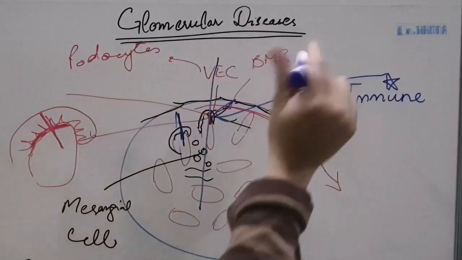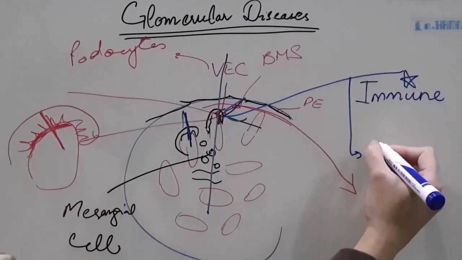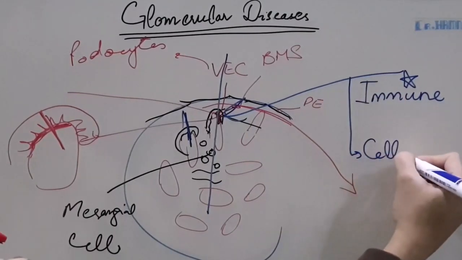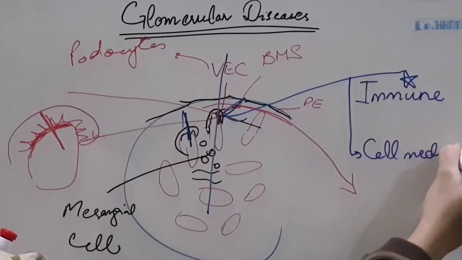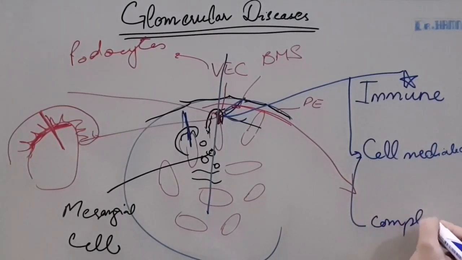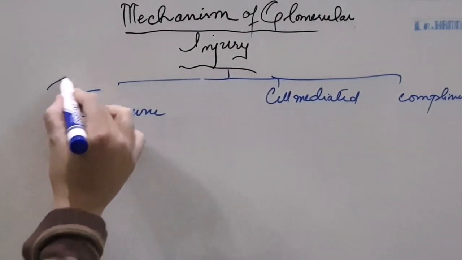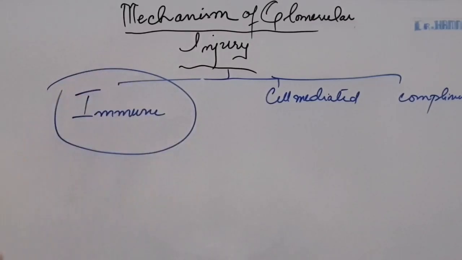Normal structure. Now what are the damaging effects? The most important being immune. Then other mechanisms are cell-mediated injury and complement-mediated injury. So, having said that, let us focus on the first mechanism, that is immune-mediated mechanism.